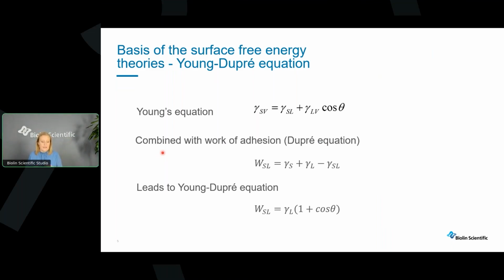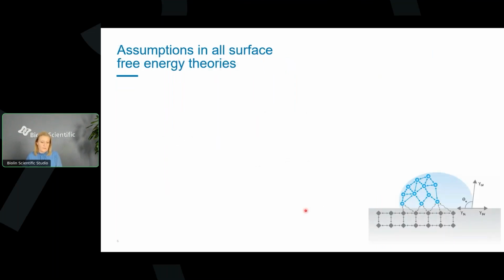And here we can actually see that we can calculate the work that is required to remove the liquid from the solid if we know the surface tension of a liquid and we know the contact angle between the solid and the liquid. And this is really the basis of all, or let's say at least most of the surface free energy theories.